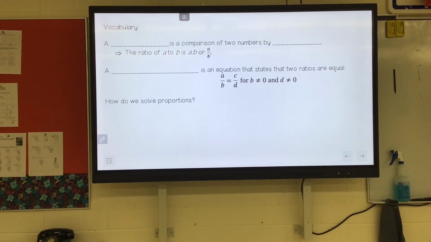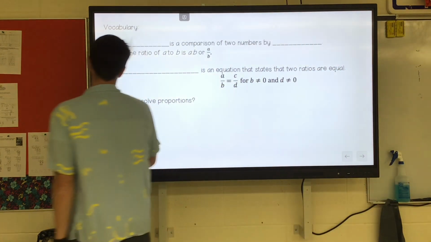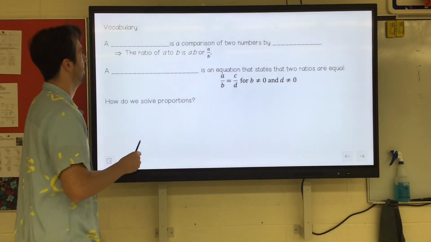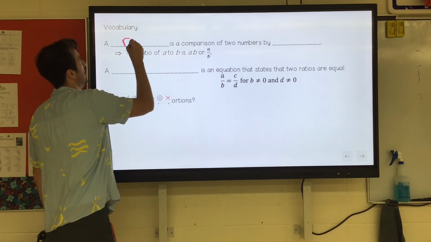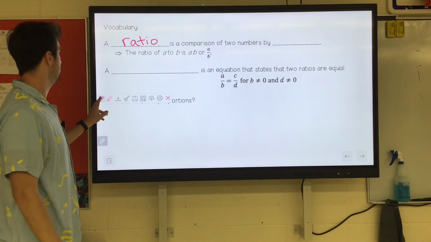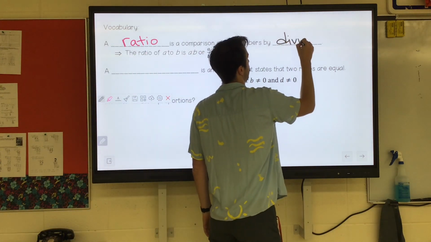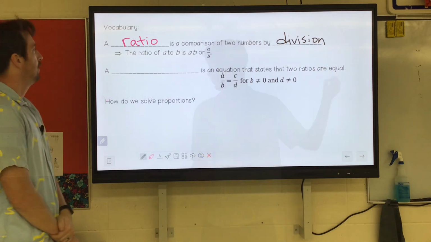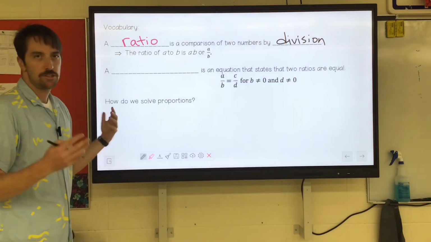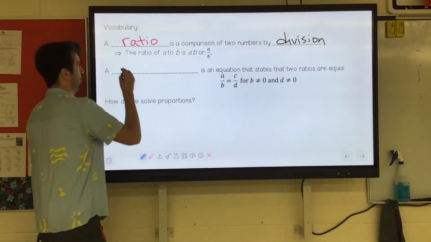Let's go ahead and solve some proportions. Why not, huh? So, the first key word is a ratio. A ratio is a comparison of two numbers by division. And then when you set two of those ratios equal to each other, that's called a proportion.